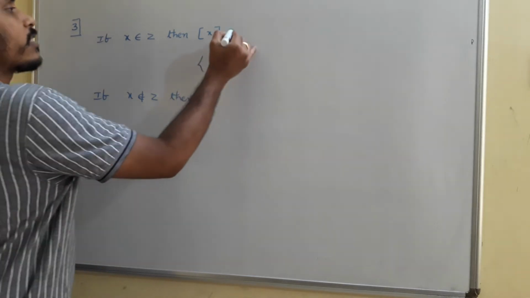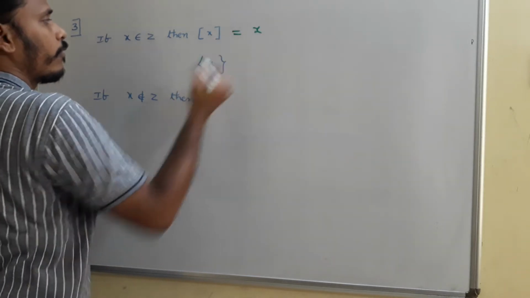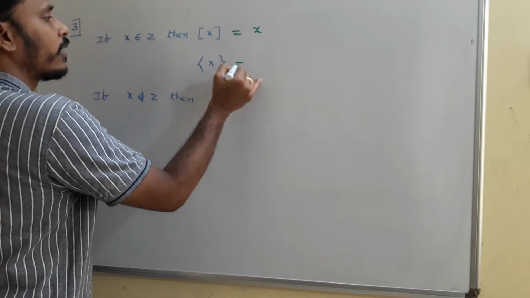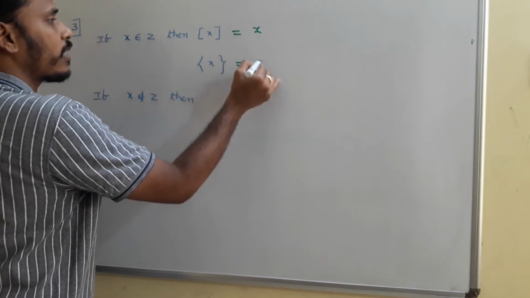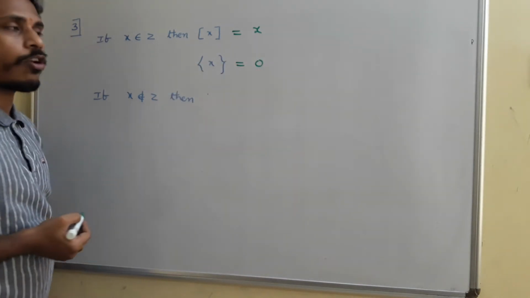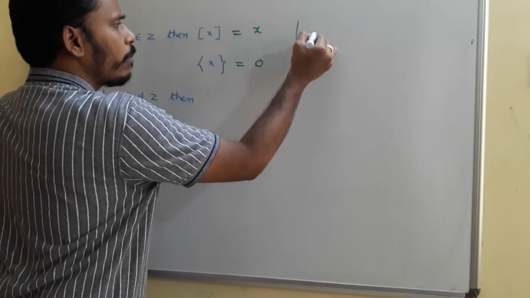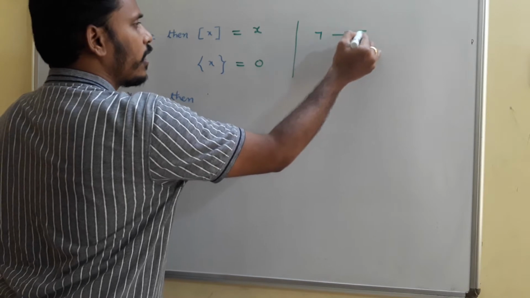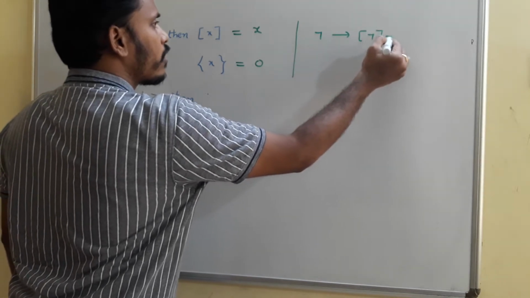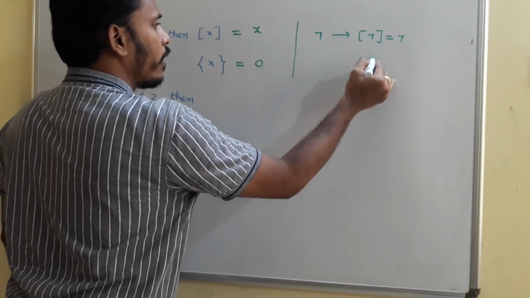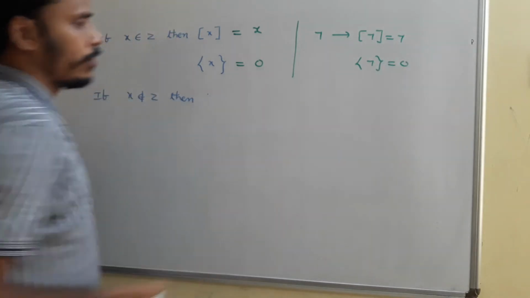If x is an integer, then floor of x is simply x itself. If x is an integer, there is no fractional part, so you need to take the fractional part of x as 0. As an example, take an integer, maybe 7. Floor of 7 is directly 7, and the fractional part of 7 is simply 0.